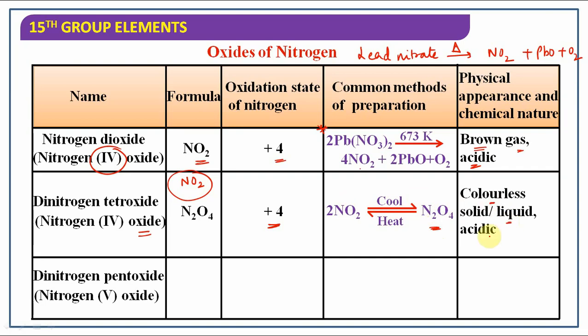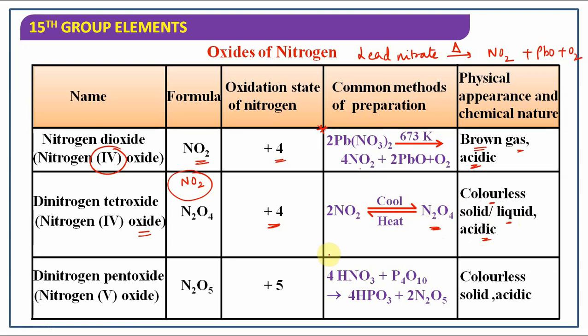The last oxide we have, and this preparation method is also very important, is dinitrogen pentoxide. Formula is N2O5, in which nitrogen oxidation state is +5. As oxidation state of the central atom increases, acidic nature also increases. So that is the reason N2O5 is the most acidic oxide compared to the other oxides. It can be prepared by treating nitric acid with P4O10.